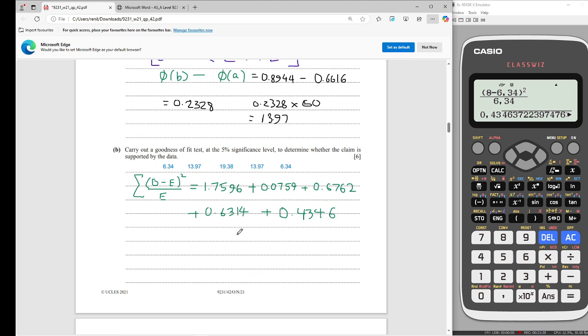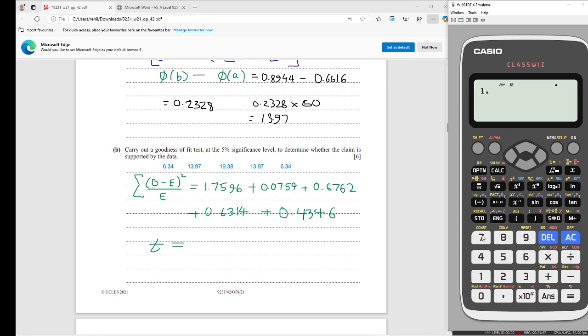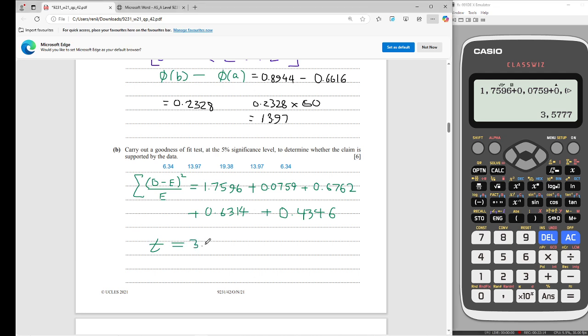Right, so now we just need to sum up all these values and get a test statistic. Okay, so let's just add these up. And finally, we have 0.3577. Let's keep it to 4 significant figures because all our values in every single test is in 4 significant figures.